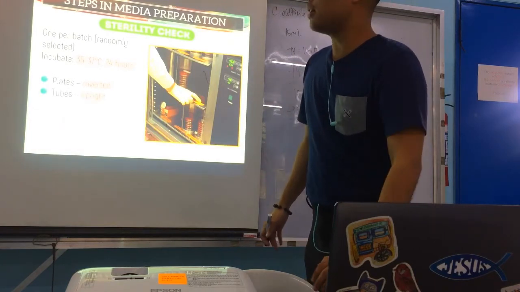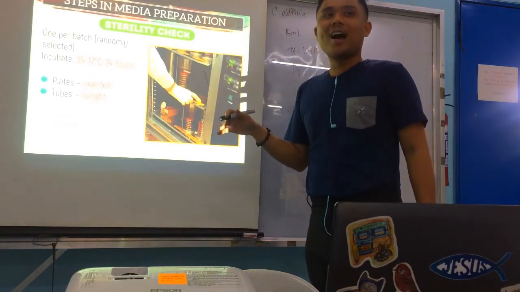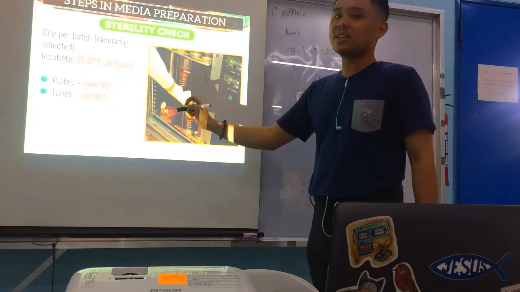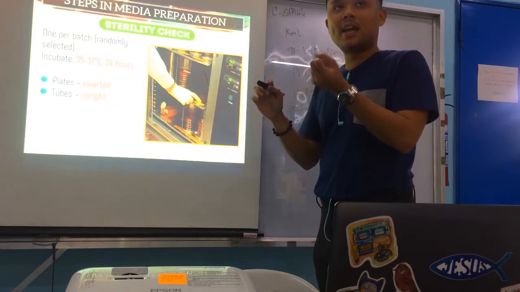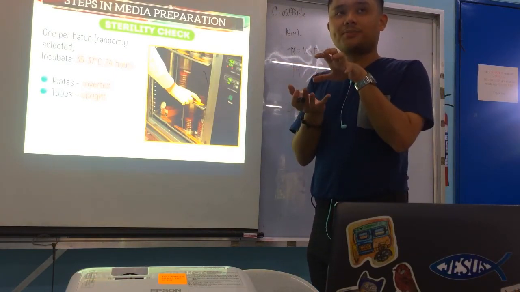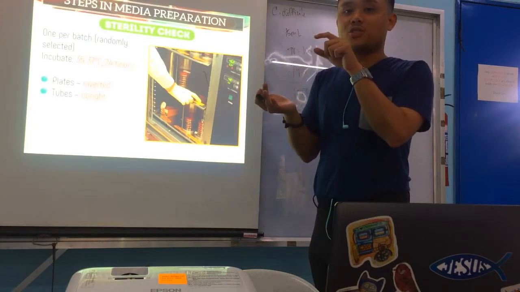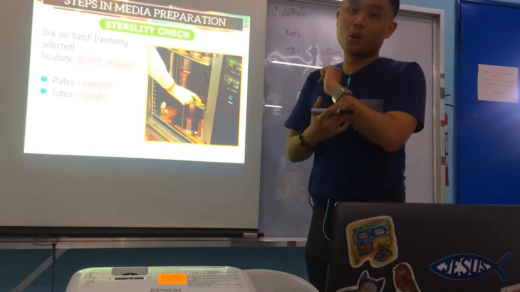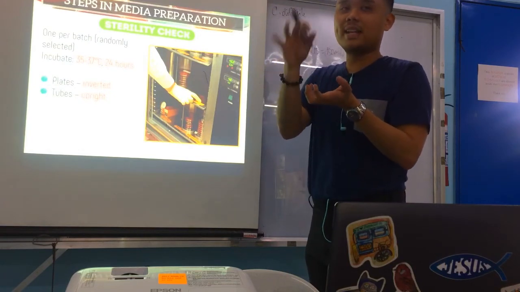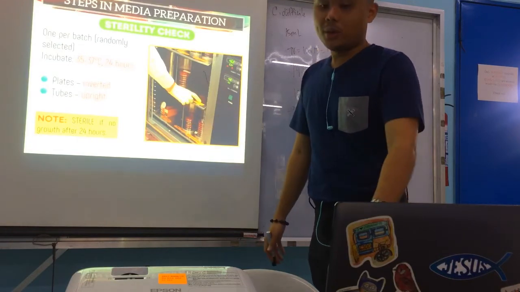For incubation, please take note. Plates are inverted and the tubes are upright. Imagine if the tubes were incubated inverted, the broth would spill. So for plates, always inverted. Why? Because the culture media comes from the refrigerator, so moisture is created. If it is not inverted, the moisture can affect the growth on the culture media. If the plate is inverted, the moisture goes to the cover, not on the culture media itself. And again, sterile if no growth after 24 hours.